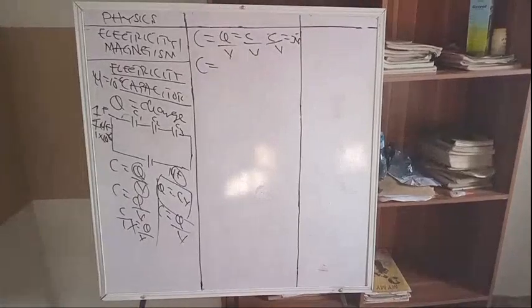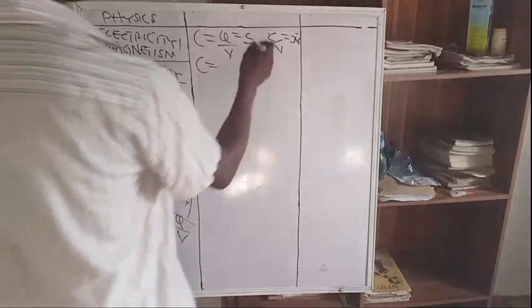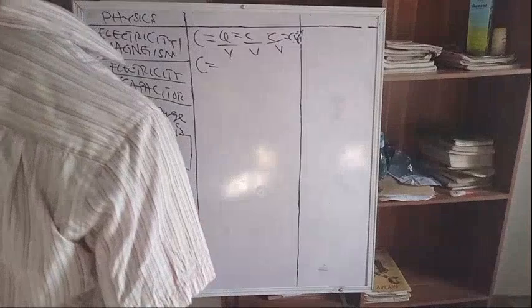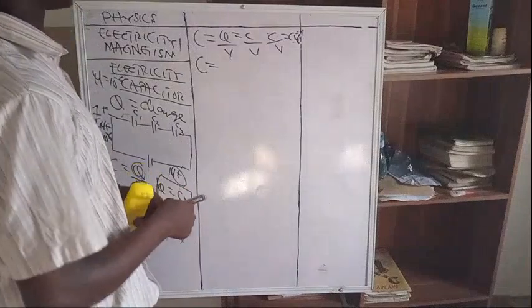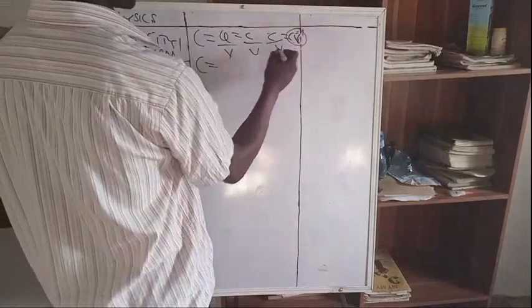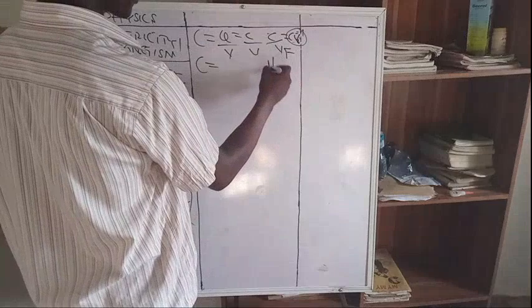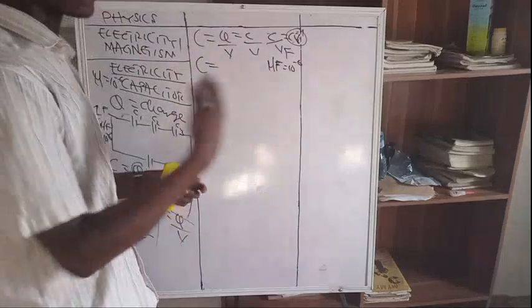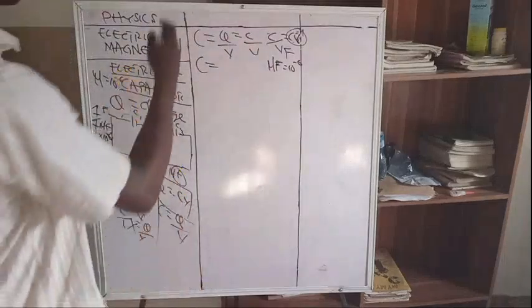So that's what we have as the SI unit. Coulomb per volt is the capacitance, and that coulomb per volt is also what we call farad, or microfarad. I said microfarad is 10 raised to power minus 6. You can also have picofarad. You can have nanofarad, nano is minus 9, like so. Q is equal to CV.